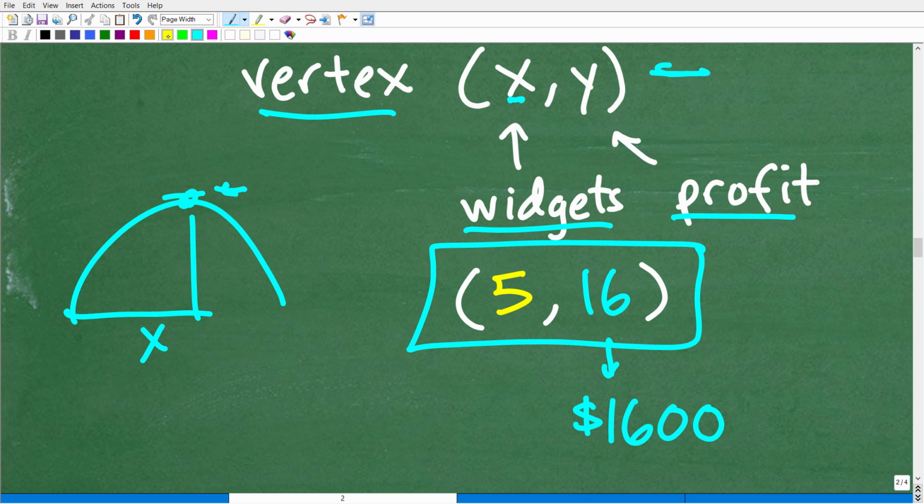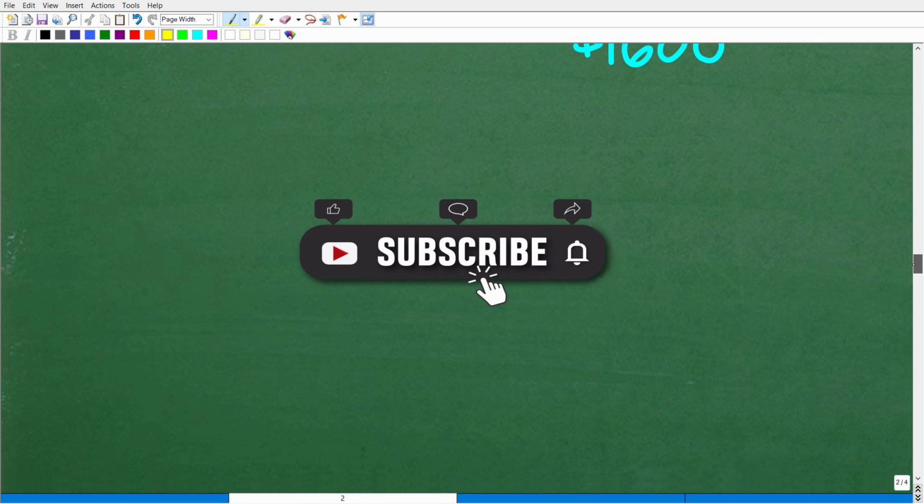Okay, so hopefully you understand this, and for those of you that are algebra students, this is something that you need to be able to do, or these types of problems. But let's go ahead and talk about how we can use calculus to solve this problem.